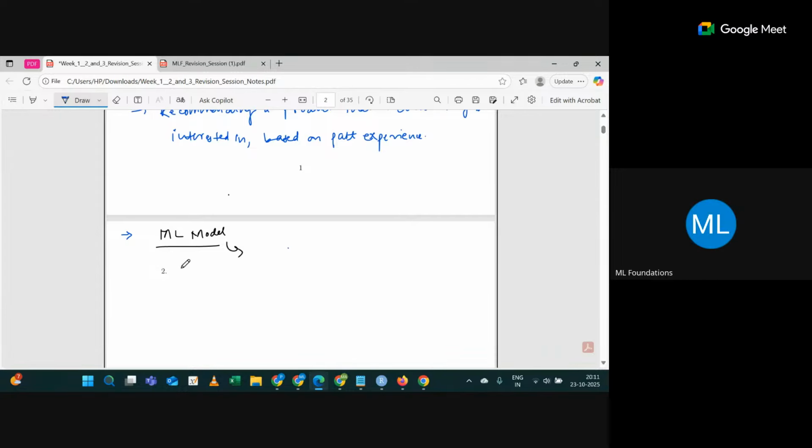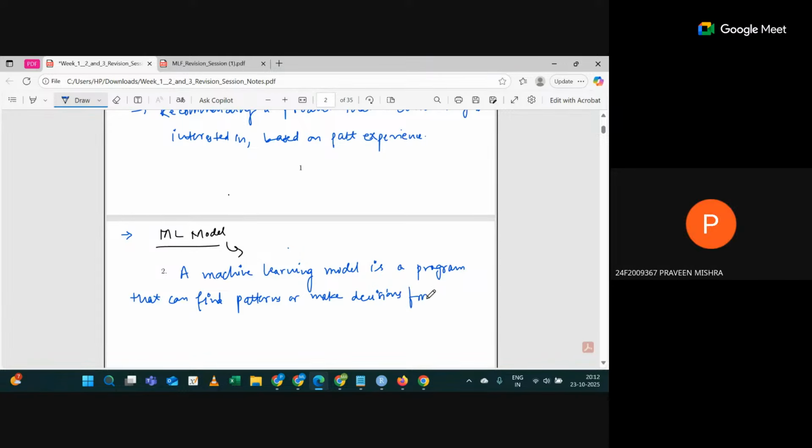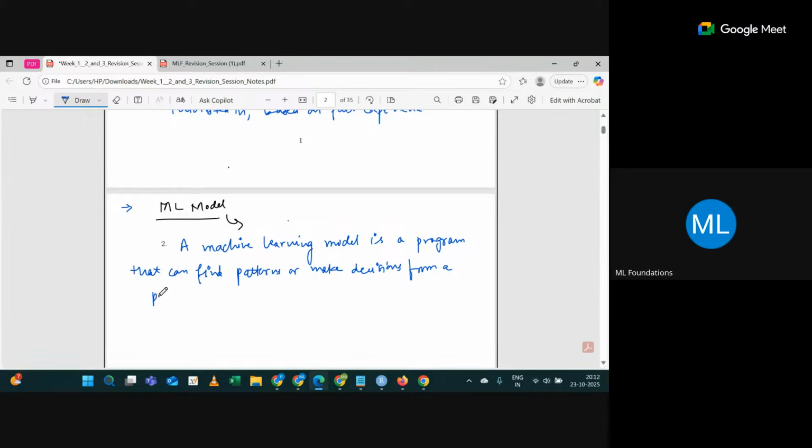So if I talk about a machine learning model, I can simply say a machine learning model. Okay, so I will write those things. First of all, are you able to understand whatever I'm writing? Is it okay? Predict the things with minimum loss. Yeah, so basically I can say it's a program that can find patterns or make decisions from previously unseen data set. Yes or no?